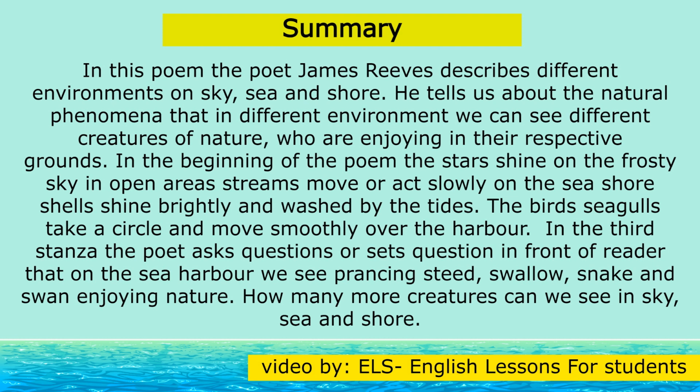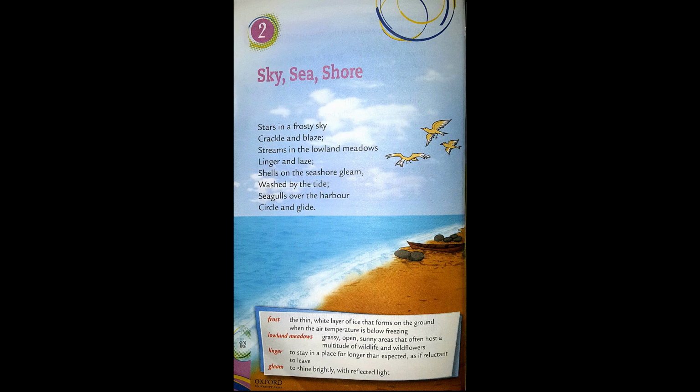In the third stanza, the poet sets questions in front of the reader, that on the sea harbor we see prancing steed, swallow, snake and swan enjoying nature. How many more creatures can we see in sky, sea and shore? Now read the poem together.